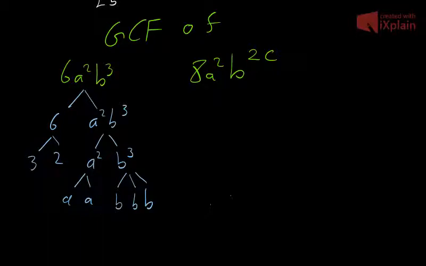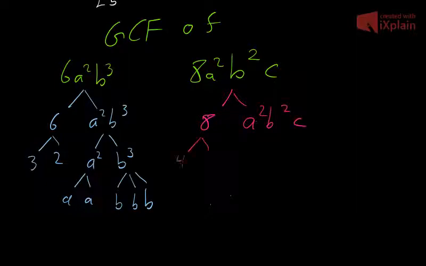I'll do the other side in pink. Start off by doing the, oh goodness, the c should be down on the ground. There it is. And back to pink. I'm going to have an 8 on one side. On the other side I have my a squared b squared c. 8 splits into 4 and 2. 4 is 2 and 2.